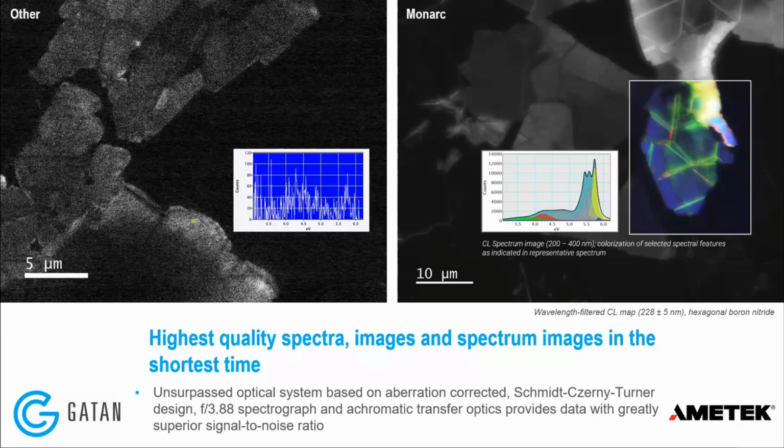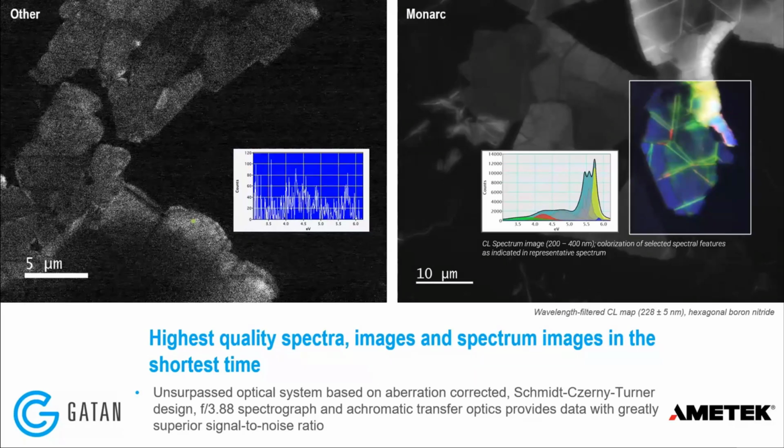Now, not only do we have this superior optical design, we really threw away everything that was kind of known about cathodoluminescence detectors and started from the ground up to really design an optical system which was completely unsurpassed by anything available on the market. And we've done, I have to say, a great job in that. However, that's not the only thing that drives improvement in the data that you can collect.